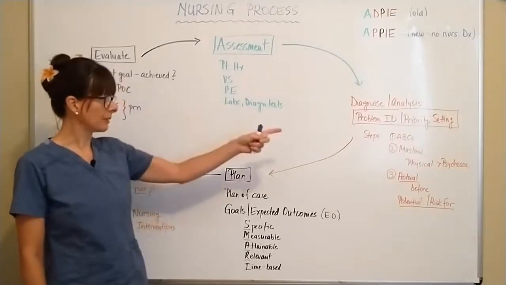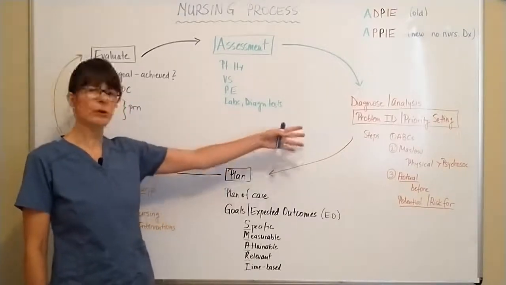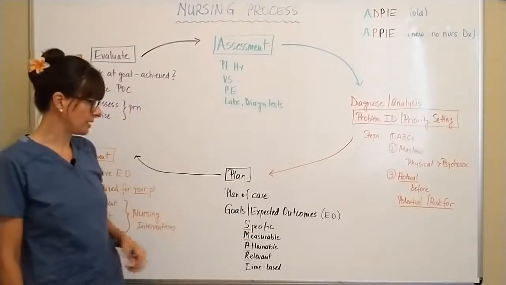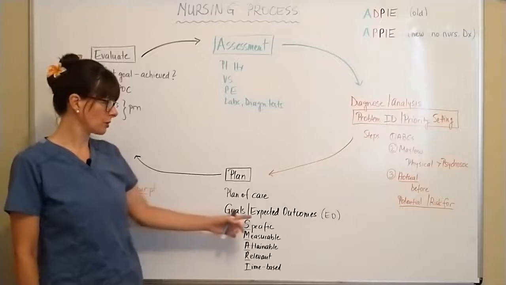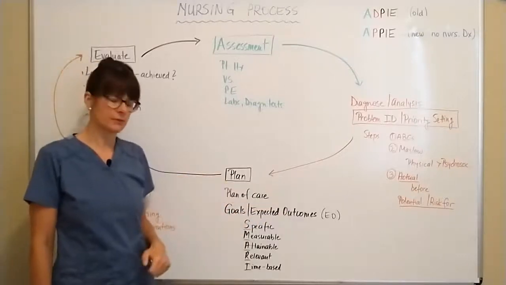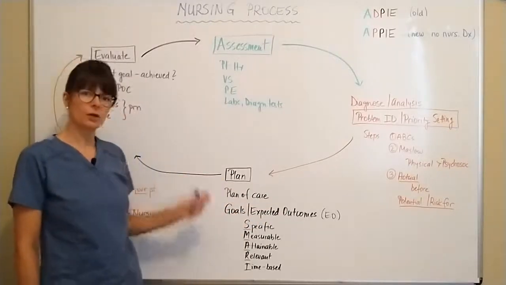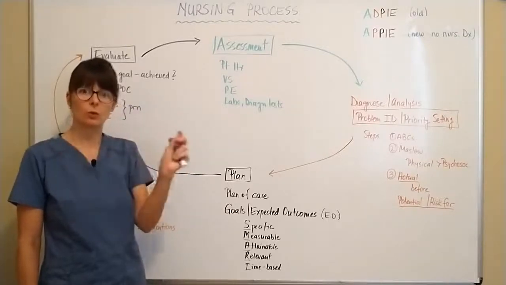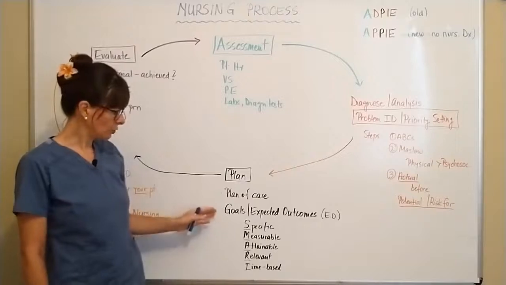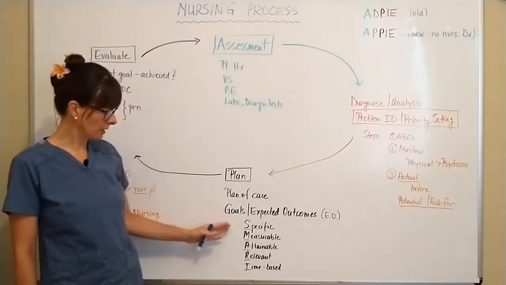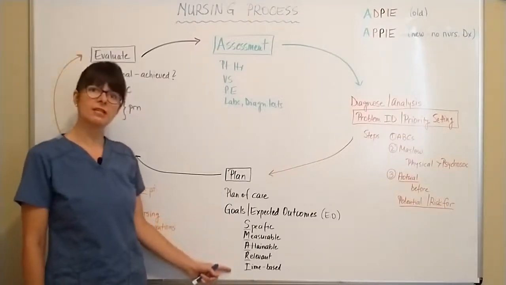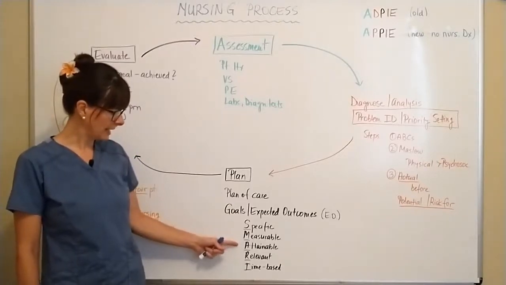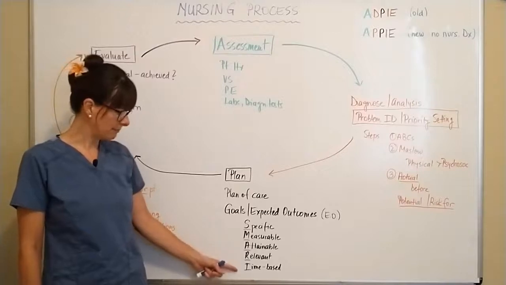So after assessment and problem identification, now we know what we have to focus on with our patient. We move into the planning phase and formulate goals, which are also called expected outcomes. And they will always start with "the patient will." The patient will do something or achieve something. And in order to formulate the goal, they have to be following this SMART criteria, which means they have to be specific, measurable, attainable, relevant, and time-based.